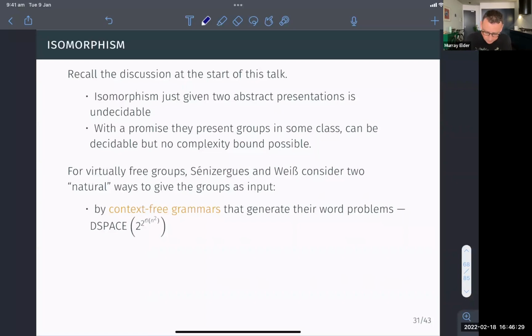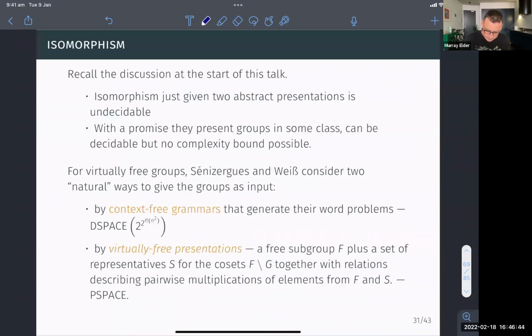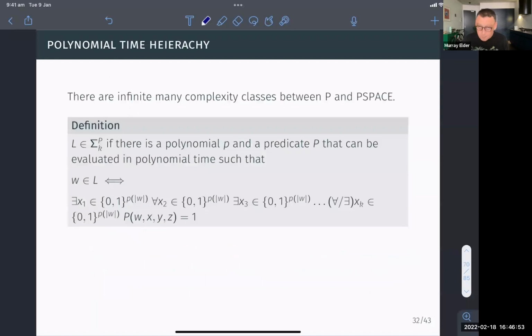So recall the discussion, I'll do this very quickly. Isomorphism, given two abstract presentations, is undecidable; with a promise that they're in some class, it's decidable, but no complexity bounds are possible. And for virtually free groups, we could have a context-free grammar or a virtually free presentation, and we'll get some space complexity. Okay, so my result at the end is about a complexity class between NP and PSPACE, I guess.